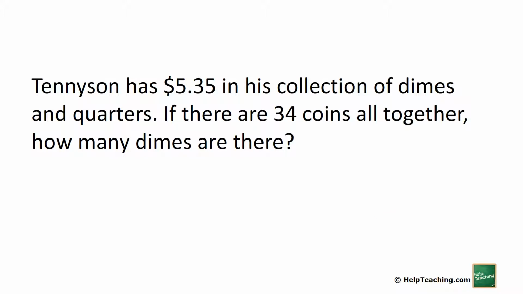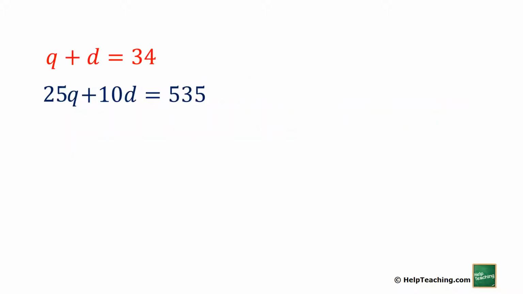Tennyson has $5.35 in his collection of dimes and quarters. If there are 34 coins altogether, how many dimes are there? So we can create two equations here. Q plus D equals 34 because the total number of quarters and dimes is 34. Then we can create our second one by looking at the value of the coins. The value of the quarters is the number of quarters times 25 cents. The value of the dimes is the number of dimes times 10 cents. And the total value of all of the coins is 535 cents.